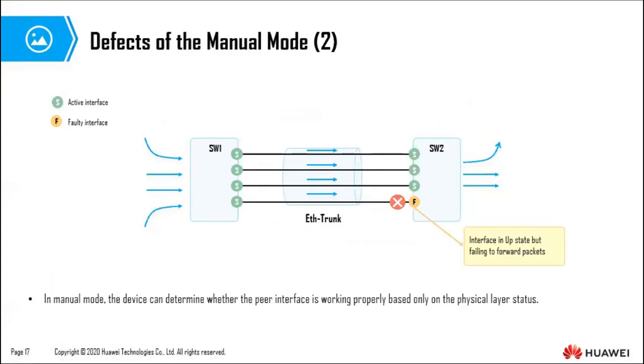Okay, so in manual mode again, the device can determine whether the peer interface is working properly based on the physical layer status. Based only on the physical layer status. So if this interface goes down, the status will change from up to down. That's the only way it can know that one interface is down.